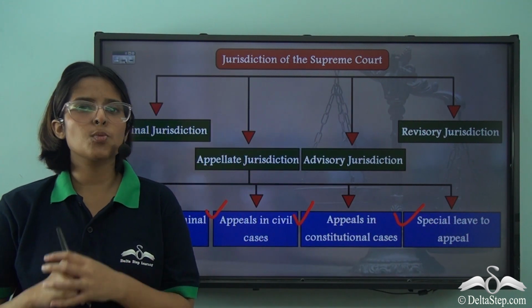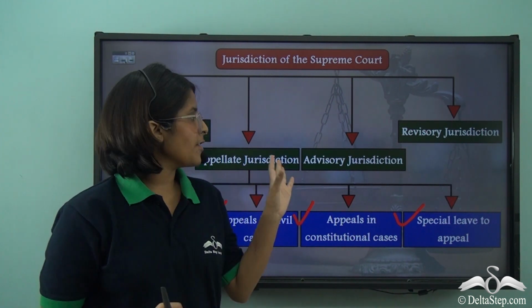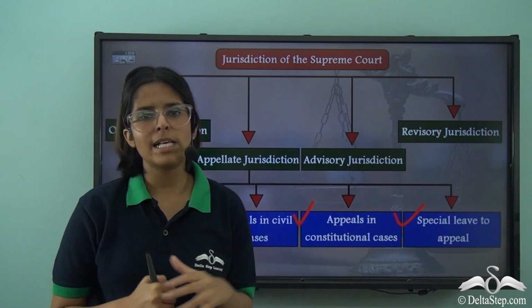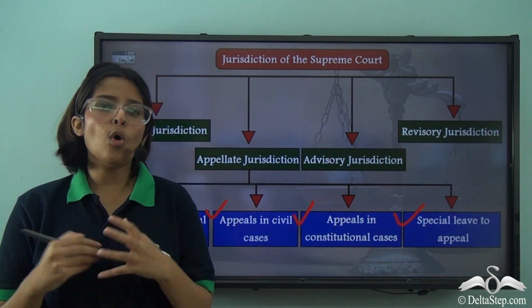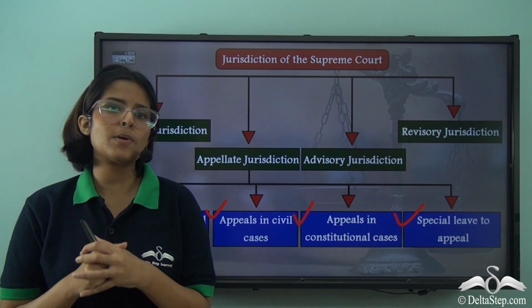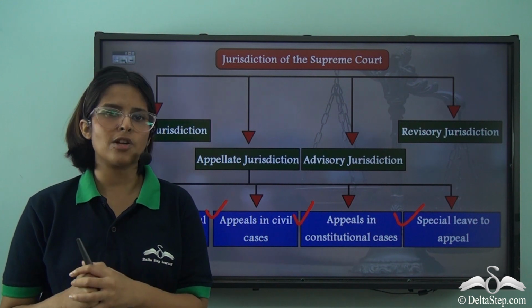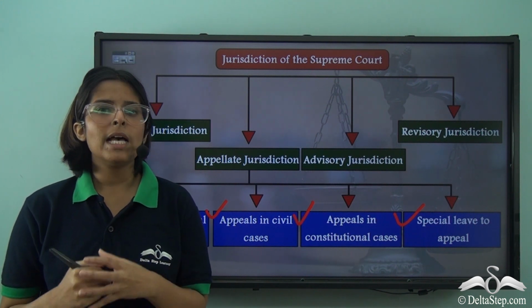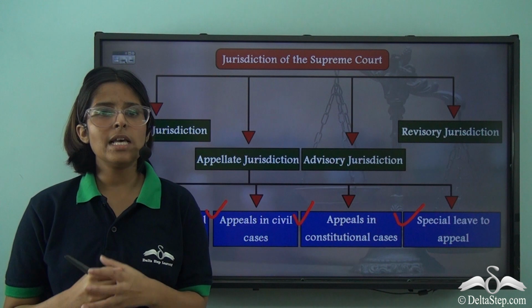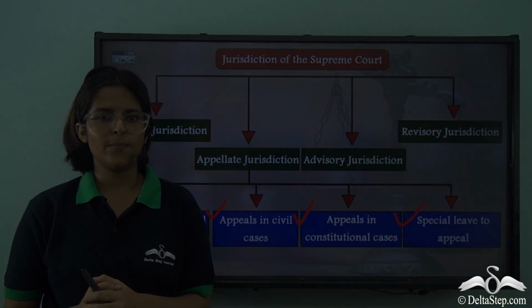So we see that the Supreme Court has original jurisdiction, appellate jurisdiction, advisory jurisdiction, and revisory jurisdiction. So through all of these jurisdictions, the Supreme Court becomes the apex court of the country, which is the highest judicial authority in the country. The Supreme Court has extensive jurisdiction and helps administer justice in the entire country.